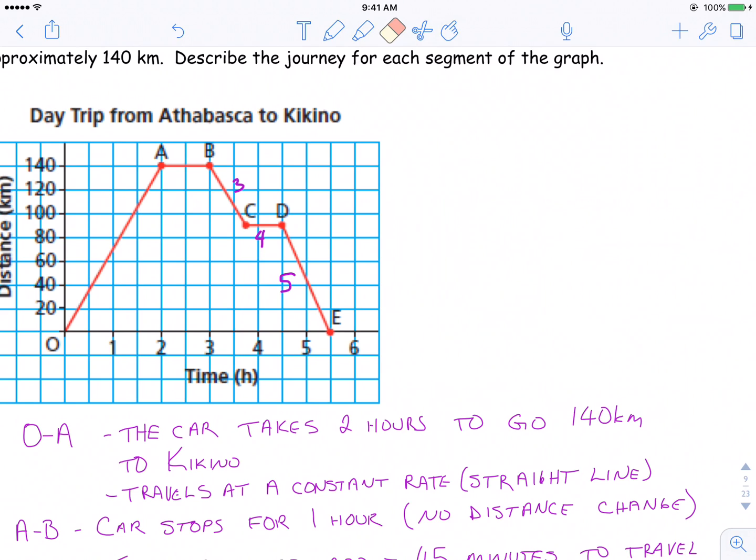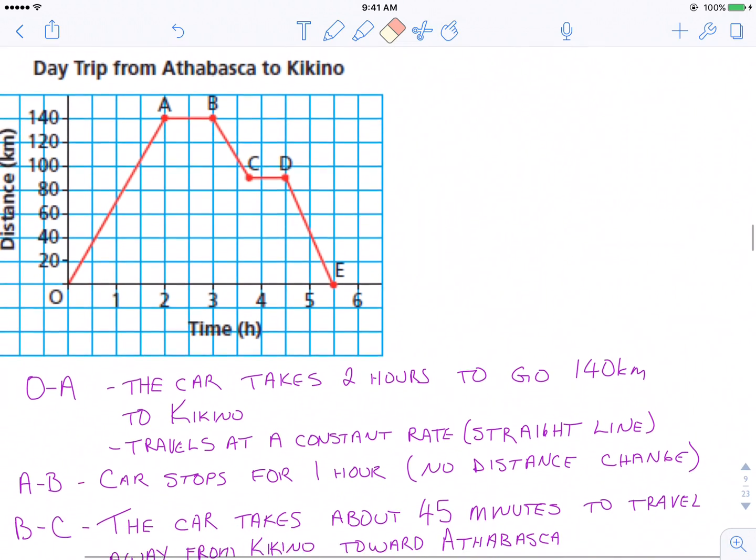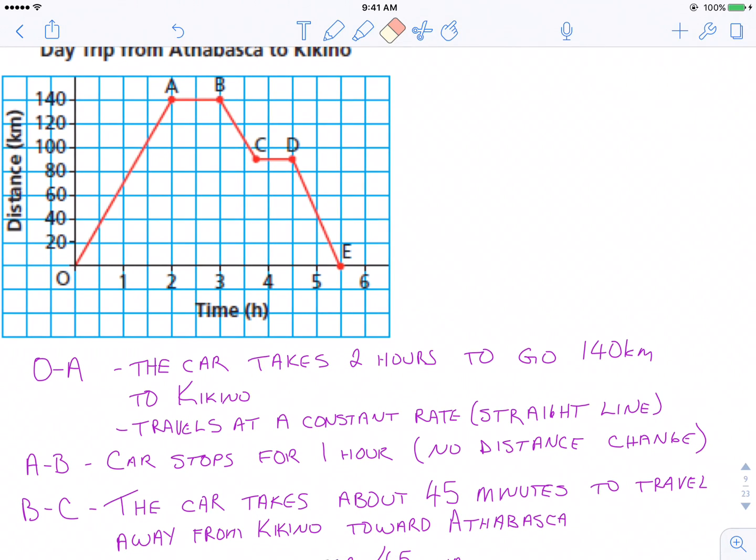Section 3, B to C. What did I write down here? It says the car takes about 45 minutes to travel away from Kikino towards Athabasca. So B to C, that's this section right here. Again, you can see the time frame is about 45 minutes, 3:45, to travel approximately, well, whatever this distance here is, 20, 40, 50 kilometers.